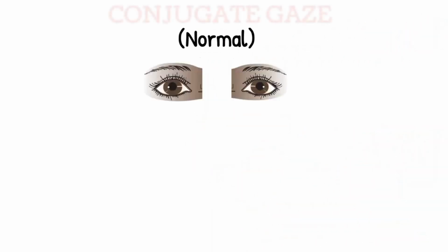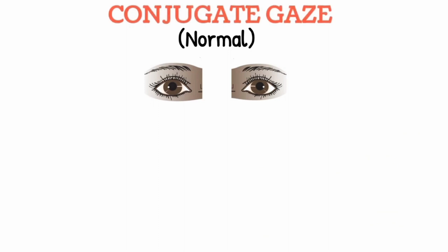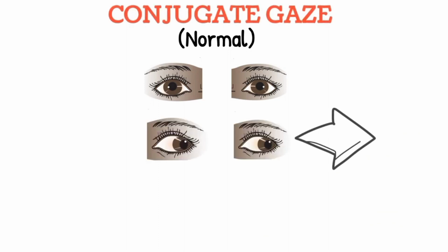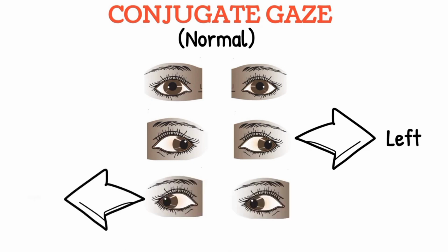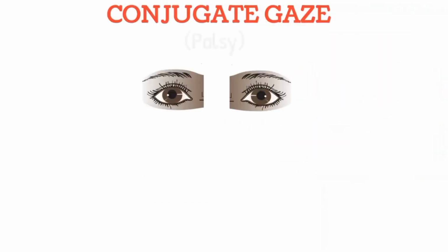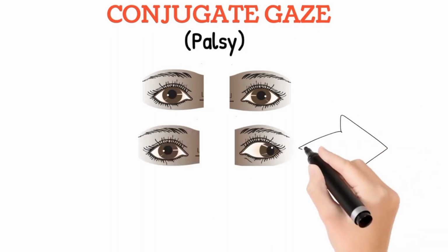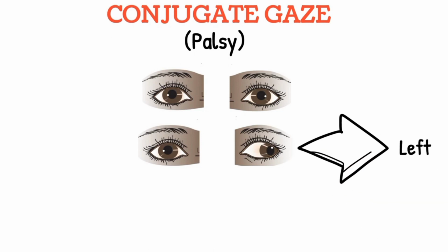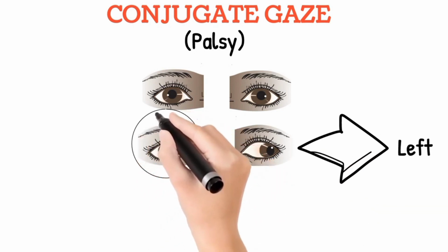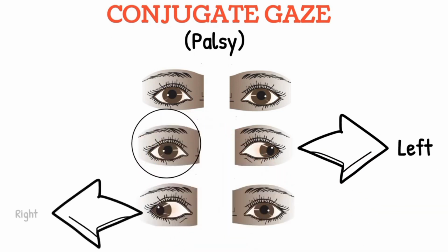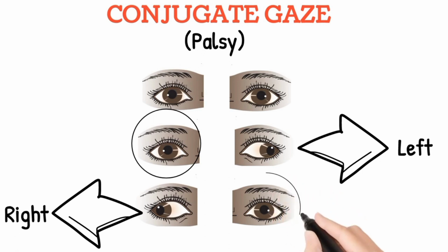Conjugate gaze is the unidirectional movement of both eyes towards the same side. When a person intends to see left, both eyeballs turn towards the left, and when a person intends to see right, both eyeballs turn towards the right. In conjugate gaze palsy, the unidirectional movement of both eyeballs towards the same side is affected. As a result, when a person intends to see left, the right eye keeps looking straight ahead. Similarly, when a person intends to see right, the left eye keeps looking straight ahead.